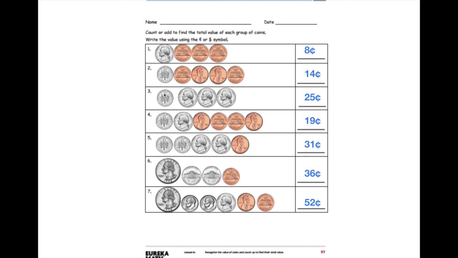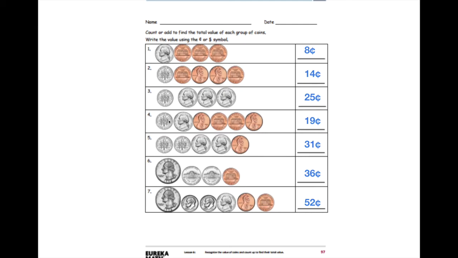Then we have 10 cents from this dime, and then we have 5, 10, 15 cents from these 3 nickels. But these are each worth 5 cents. So that's why we say 5 cents, 5 cents, 5 cents would be 15 cents. So 15 cents plus 10 cents would be 25 cents.